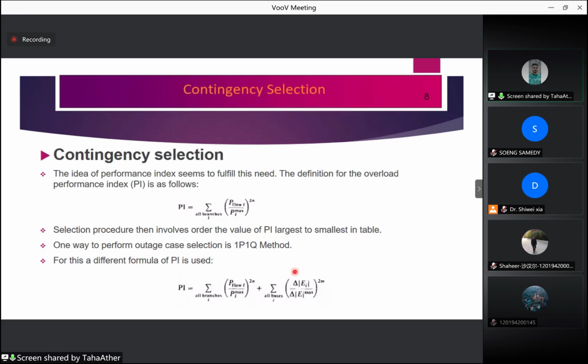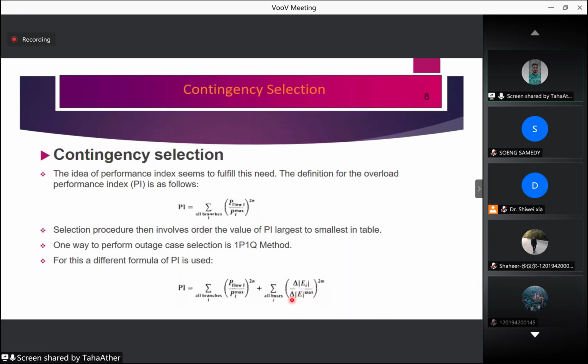Another advantage of this method is the fact that the voltage can also be included in the performance index. Thus, a different PI can be used. The formula is shown here. As we can see, PI is equal to the sum over all branches of (power flow divided by power flow max) to the power 2n, plus the sum over all buses of (delta E divided by delta E max) to the power 2m. Here delta |E_i| is the difference between the voltage magnitude at the end of the 1P 1Q procedure and the base case voltage magnitude.